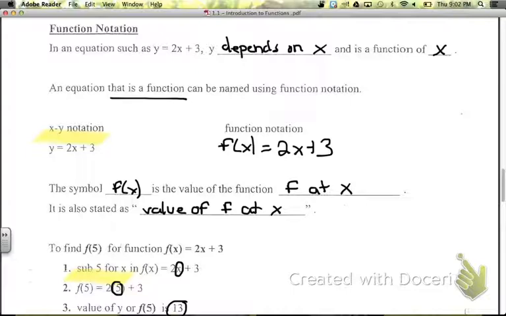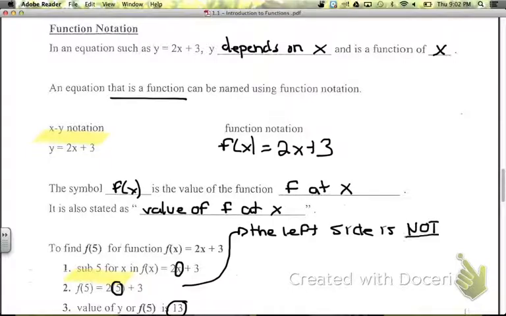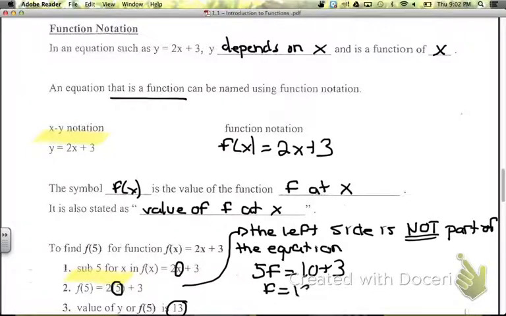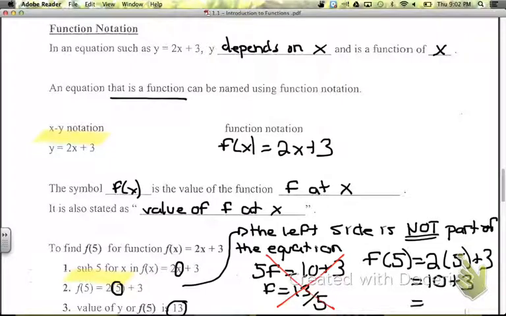Now one thing that I want you to please note here, that we often see happen, is that the left side is not part of the equation. What I mean by that is I don't want anyone writing that 5f is equal to 10 plus 3 and then f is equal to 13 over 5. This is incorrect, so please, no one do anything like this. Always sub in for your x value. So f at 5 is equal to 2 times 5 plus 3, which is equal to 10 plus 3, which equals 13.